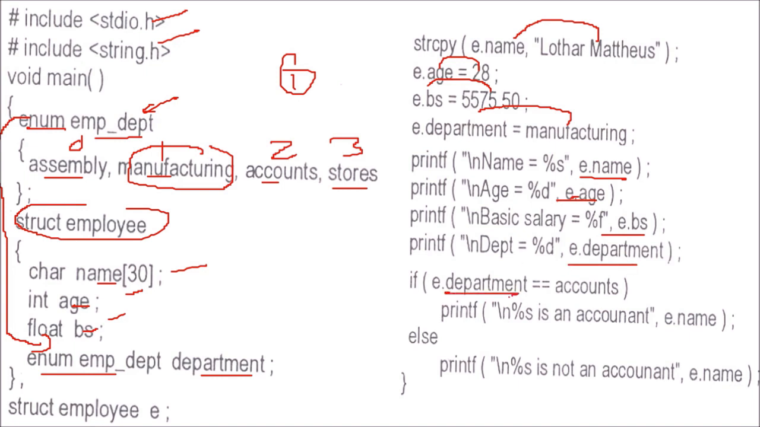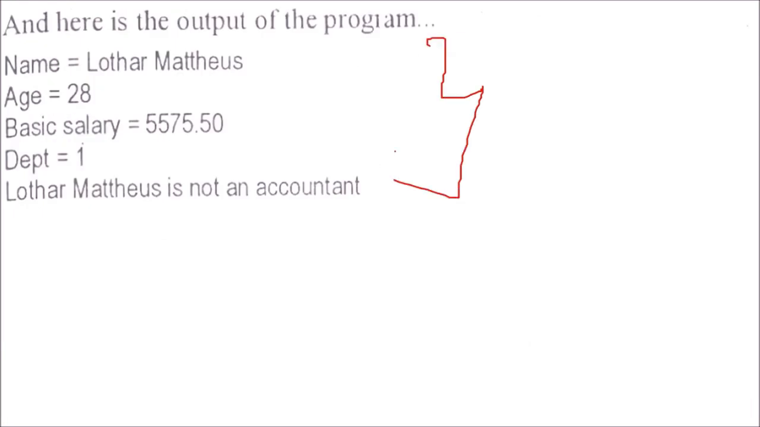Now, if this e.department is equal to accounts, this is just a check. I'm just adding some stuff to this program. Essentially, from this point to this point, this is the main program. We're just trying to check that if e.department is accounts, we can say that this is the accountant, and otherwise, if it is not equal, we can say it is not an accountant. So this is a sample run of this program.